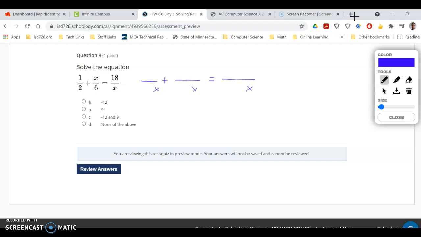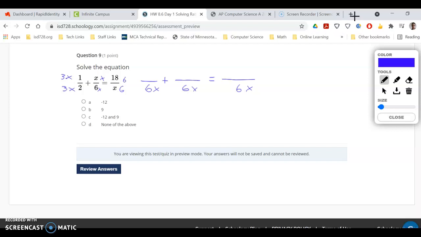Between 2 and 6, we can just use 6, because that's the common multiple for 2 and 6. So what that means is that this denominator would need 3x to get to 6x. This one would just need an x. And then the last one would just need a 6.